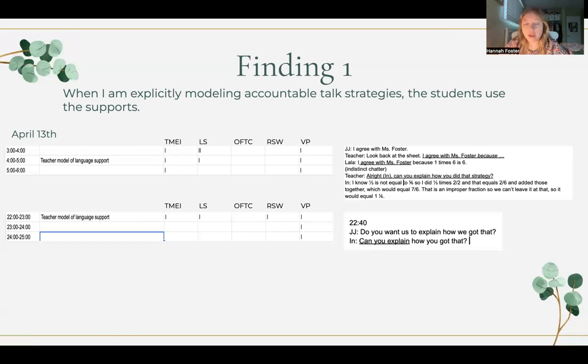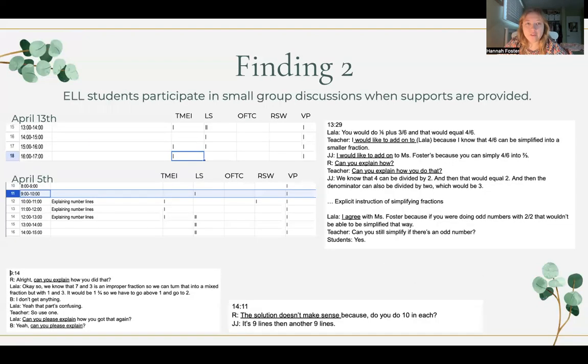So that was a good moment for that role switching in there. And then another finding is that ELL students participate in small group discussions when the supports are provided. So they are able to participate when those supports are given to them, and that is those accountable talk strategies. So on April 13th, this is minute 13 all the way to 17, and that is this transcript over here.